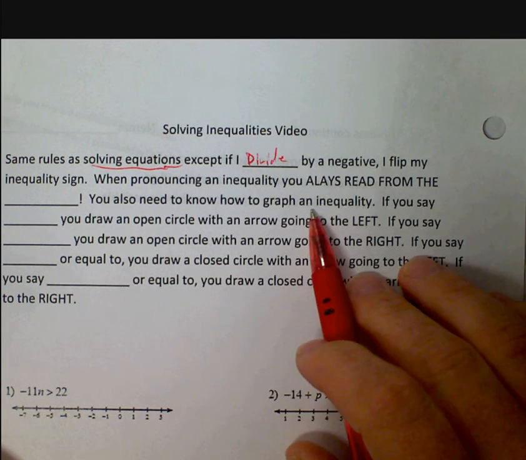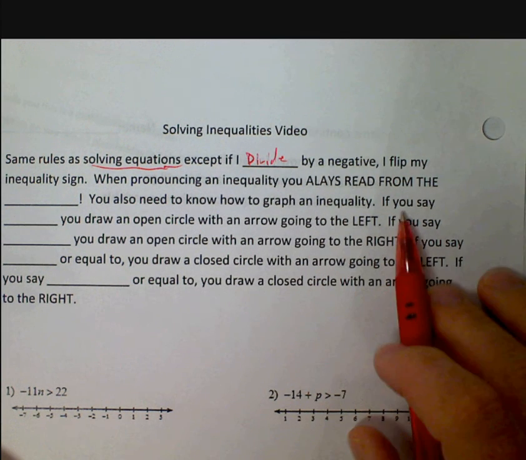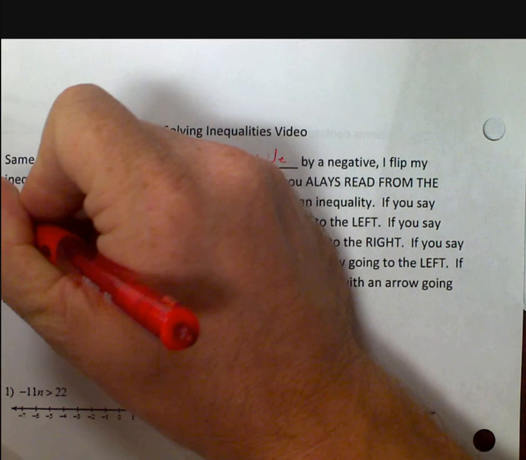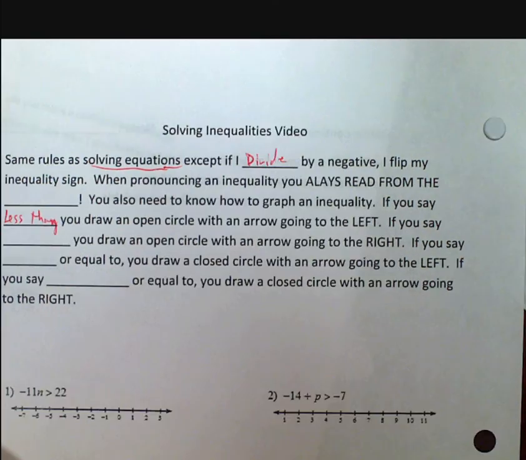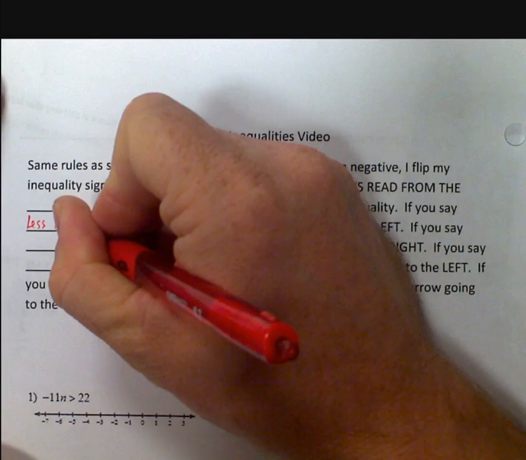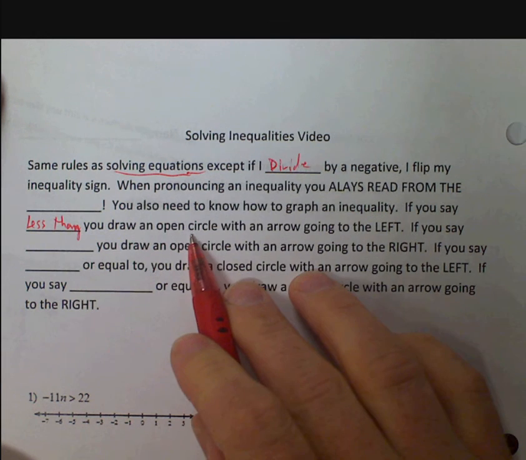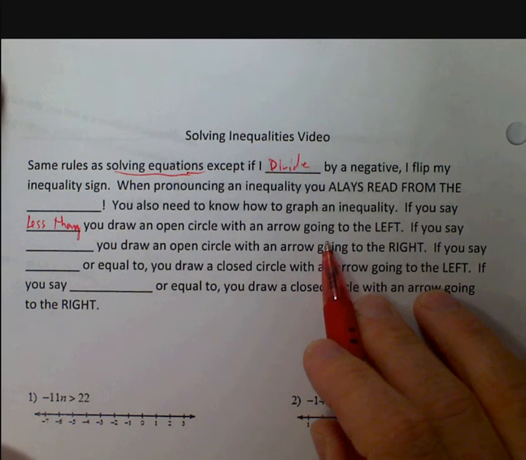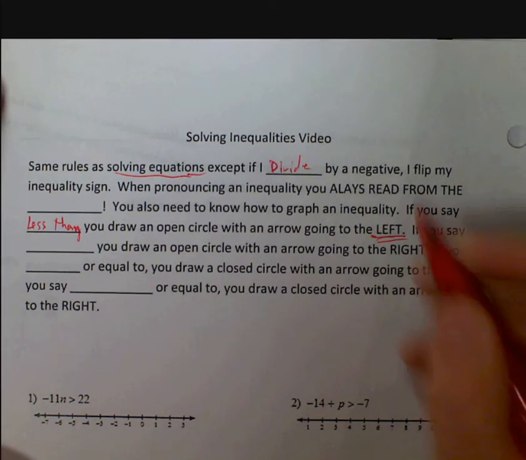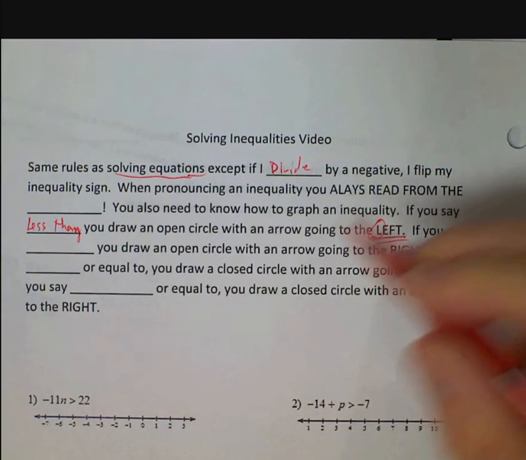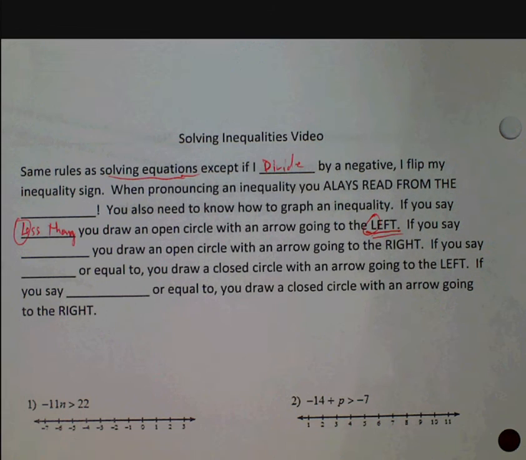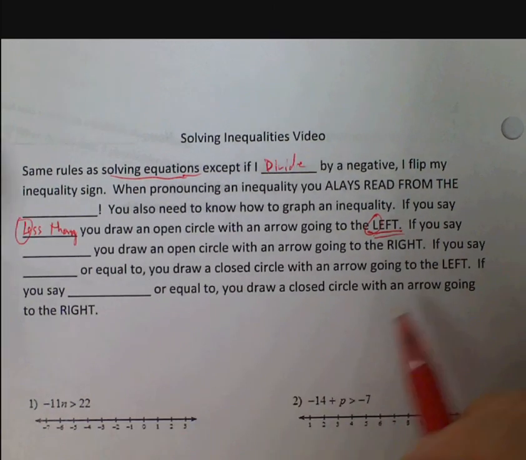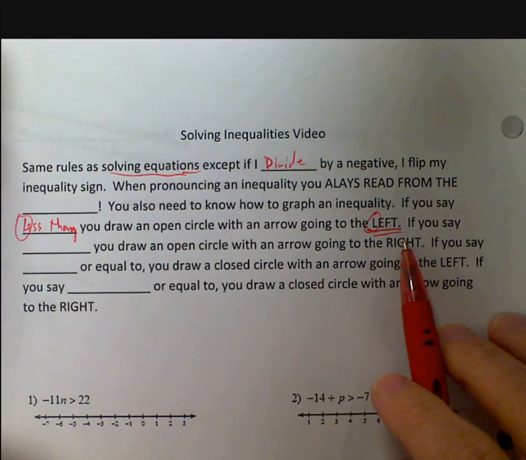You also need to know how to graph an inequality. If you say less than, you draw an open circle with an arrow to the left. What I like to do is remember that L stands for left, so less than means to the left.